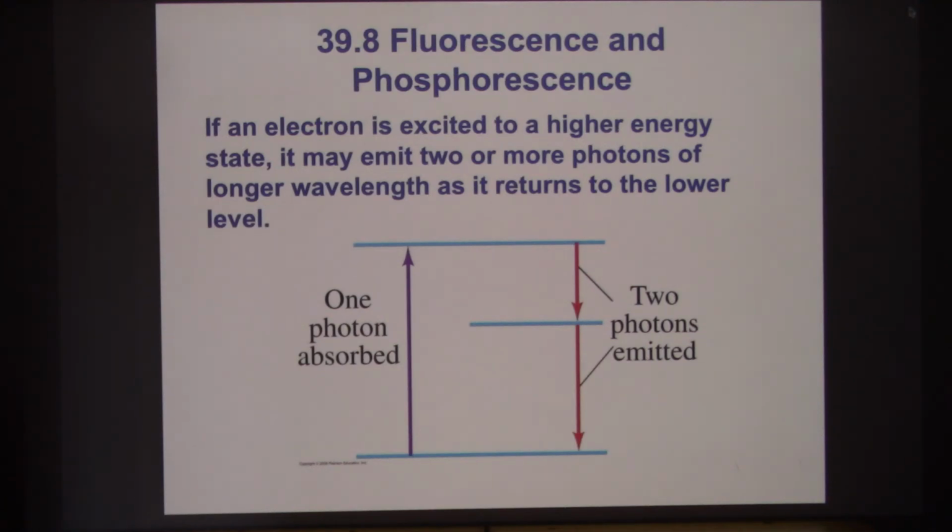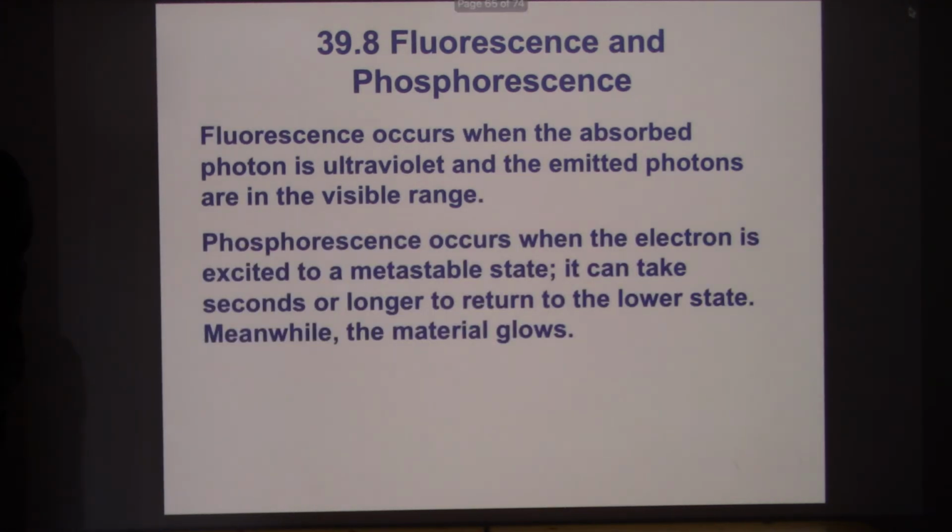And so you can have electrons that are excited in these phosphorescent materials that will glow in the dark. And that's because the electrons are dropping back down into the lower state, but they're doing it kind of on their own time.